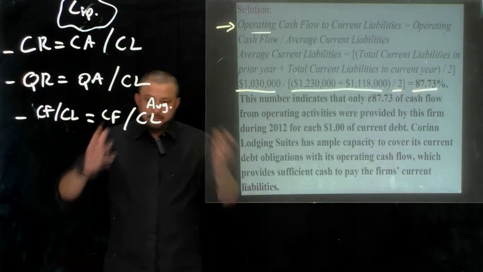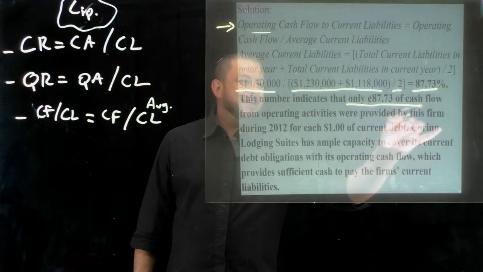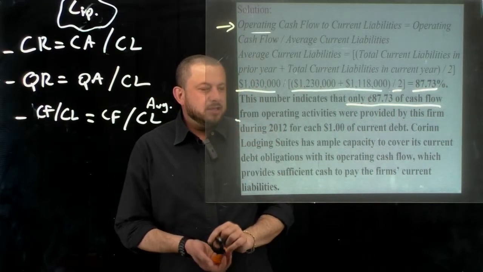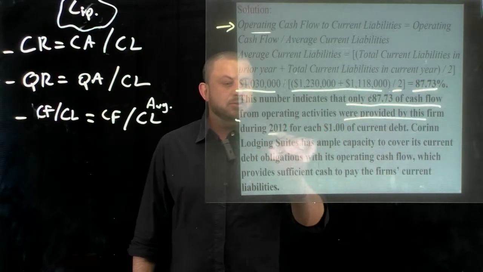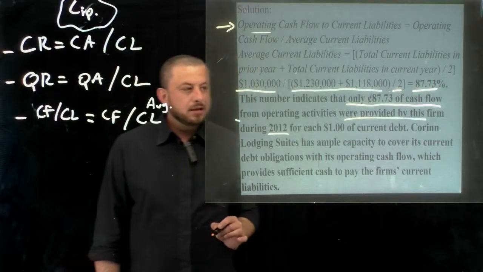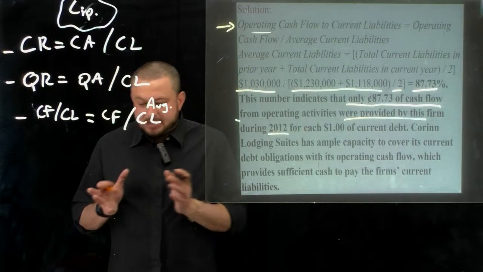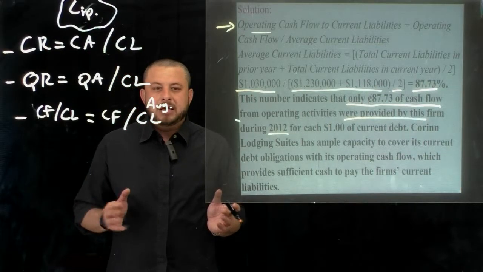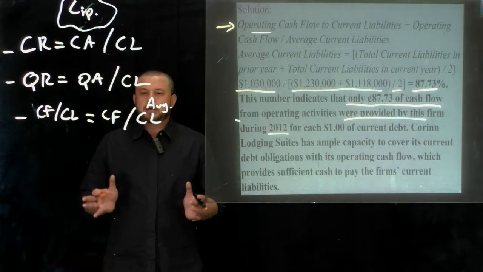What does that mean? Very important. Only 87.73 cents of each dollar of current liabilities were covered by the cash flow from operating activities provided by this firm in 2012, meaning for every dollar of current liabilities, we have 87.73 cents. It's not enough. There is a remaining 12.27 cents. It is not enough. What are we going to do?